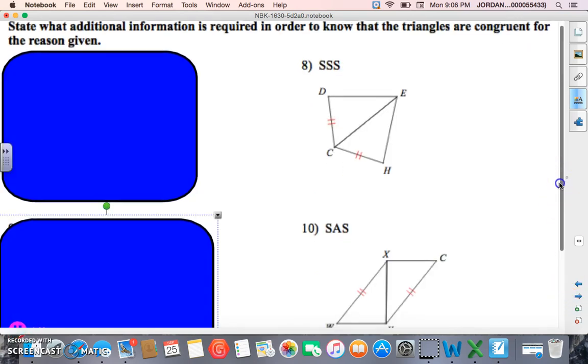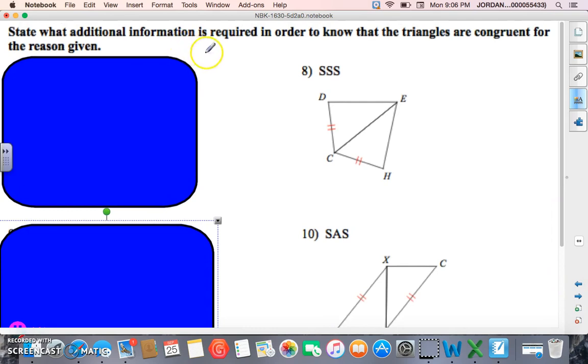Alright, couple other problems. So right here we're going to state what else we need, what other information is required in order to know they're congruent for the given reason. So they give us a reason and they want us to say, well, what else do we need to know to say this is true by SSS, or whatever property they give us.